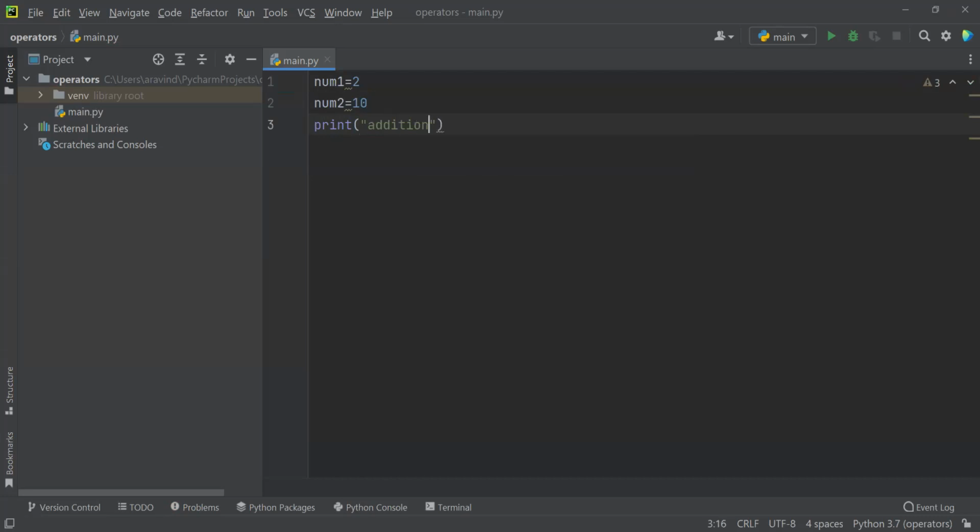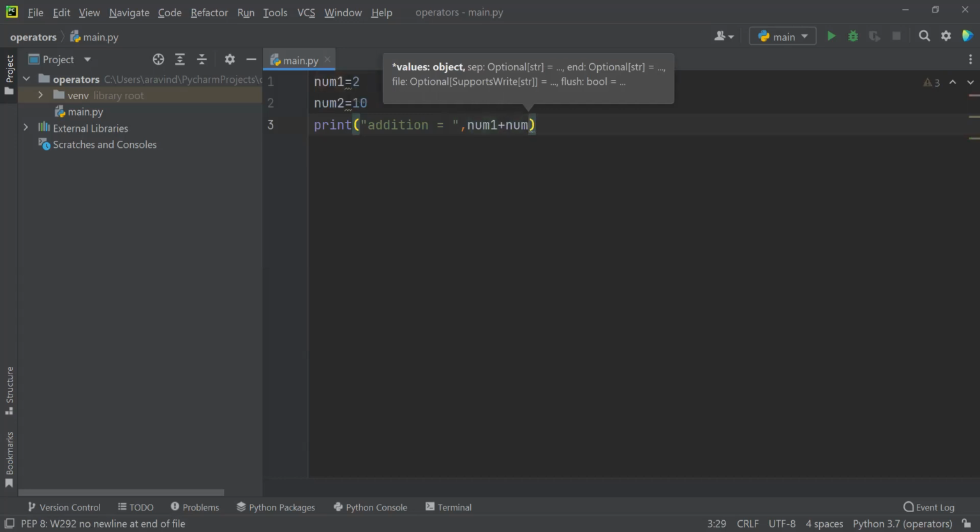Let's write some string here. To add two numbers, we simply put the plus operator between the two operands. Here we have num1 and num2. These are the two operands we have here. So we are adding two numbers, num1 plus num2.